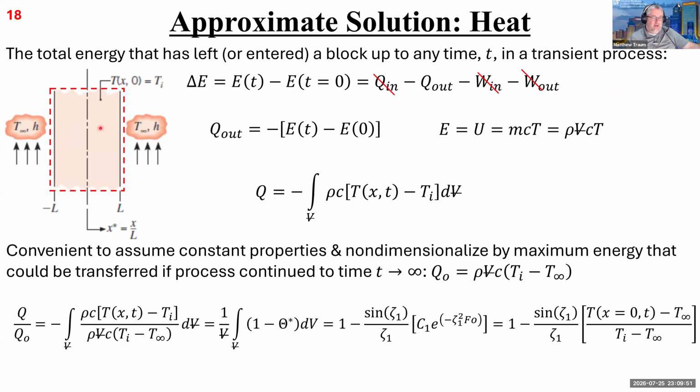There's no heat entering, right? This is a block that was hot to begin with and is cooling down. So no heat is entering, but heat is definitely leaving. So this term stays, and then there's no work transfer, right? So those two terms go away. So what we're left with is that Q out is equal to minus E at whatever time we're interested in, minus whatever energy the block had at initial time. This negative sign is this negative sign sitting in front of Q out.